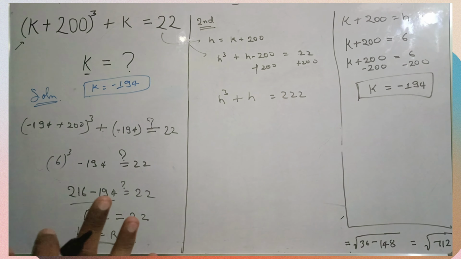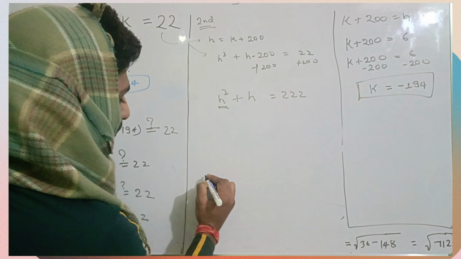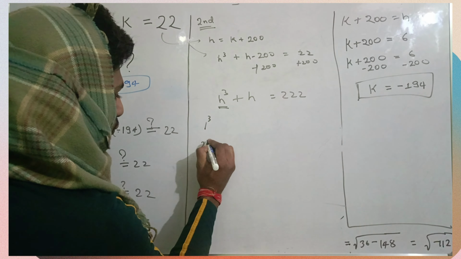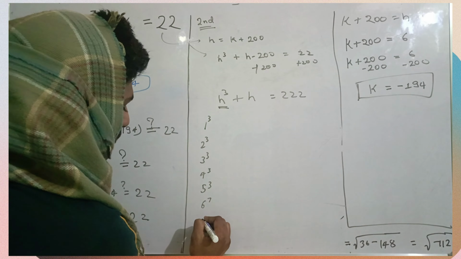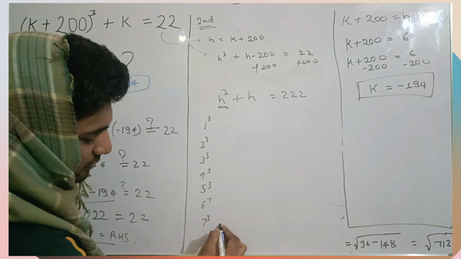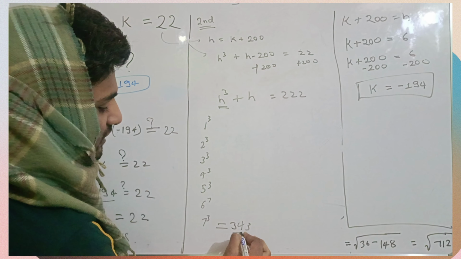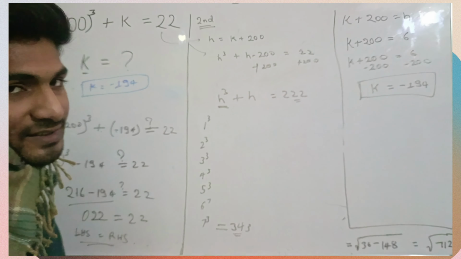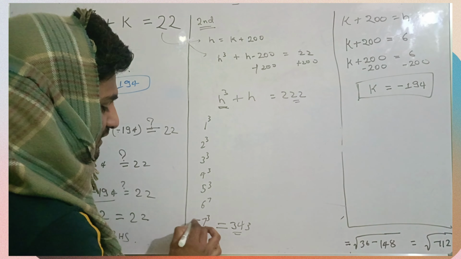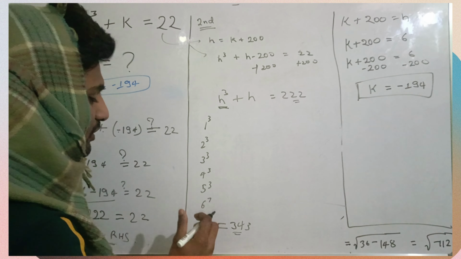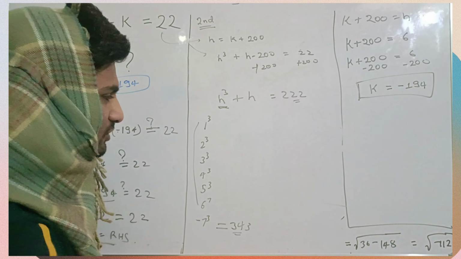Now as you can see, this is a cubic expression, and the values we get are 1 cube, 2 cube, 3 cube, 4 cube, 5 cube, 6 cube, and 7 cube. The maximum value, 7 cube, gives 343, which is greater than this right side expression. So it's obvious that the value of h is less than 7. As this is a very low value, we are going to put them in one by one and check whether each satisfies the expression or not.